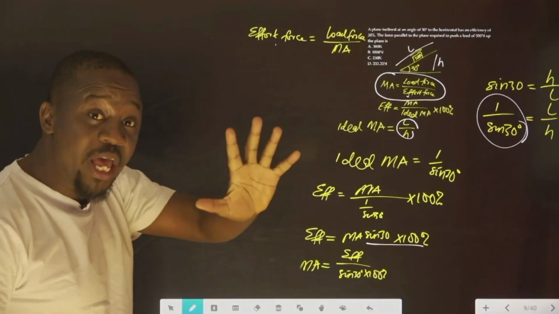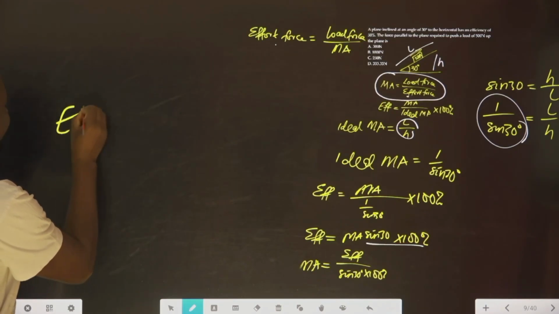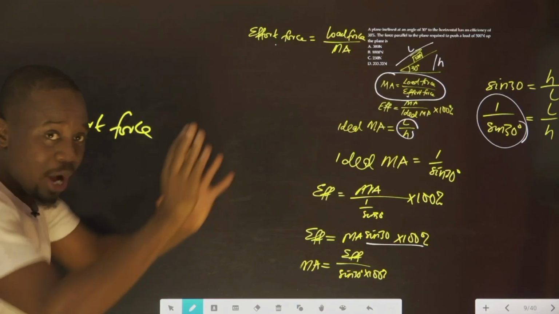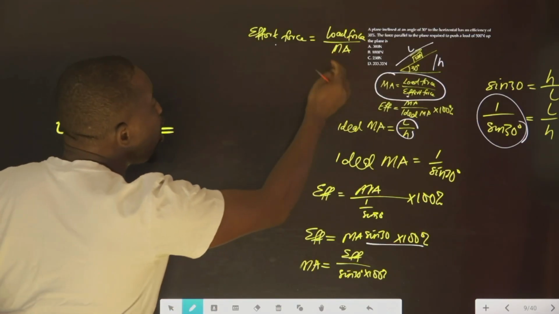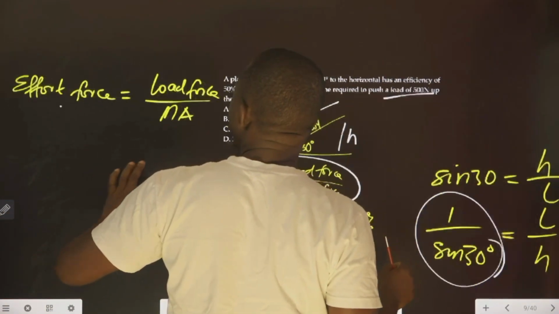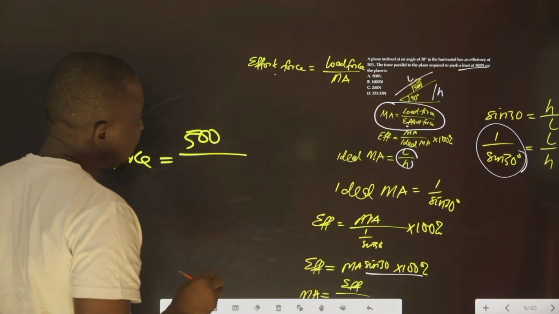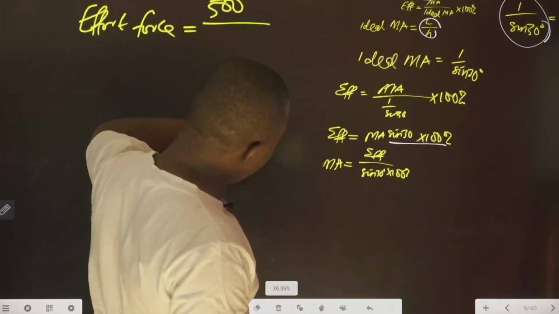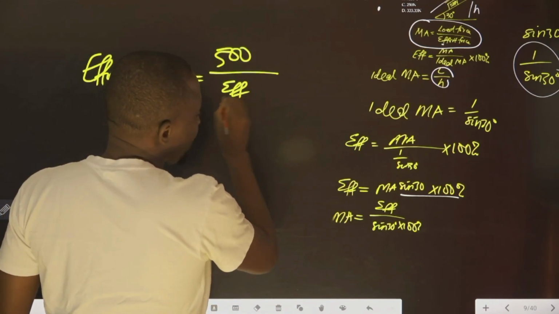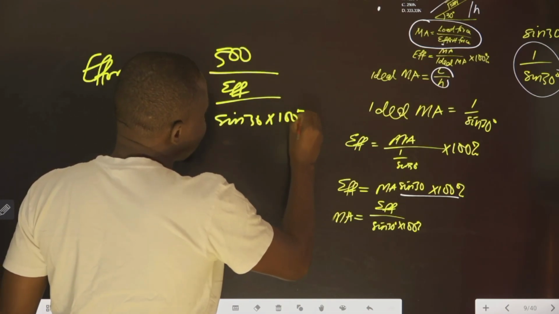We don't have much to do again now. All we need to do is to substitute here. So what we are looking for is effort, right? Effort force. That is the force we are going to apply. It equals the load force, which is actually what? So you can see the load is 500. I'm solving it the way you understand. Then MA, don't remove anything. MA is efficiency over sine 30 times 100%.